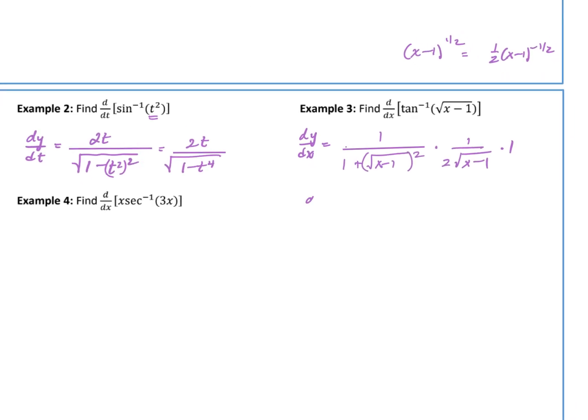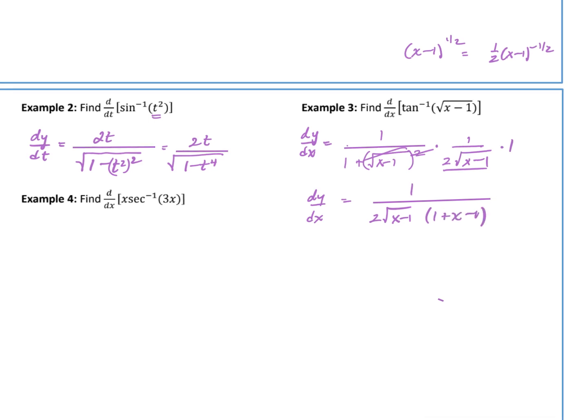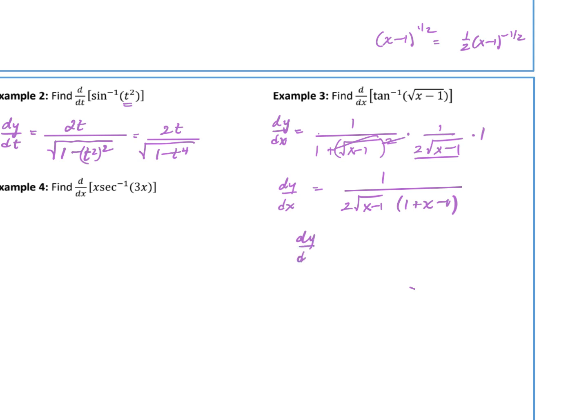So to rewrite this, we can say dy dx, and we're going to get the 1 on top. I'm going to put this out in front. So 2 root x minus 1. And then this cancels with this to get 1 plus x minus 1. So 1 plus x minus 1, which is going to give us dy dx. And then we're going to get 1, this becomes an x, these cancel, so we get 2x and then square root of x minus 1.